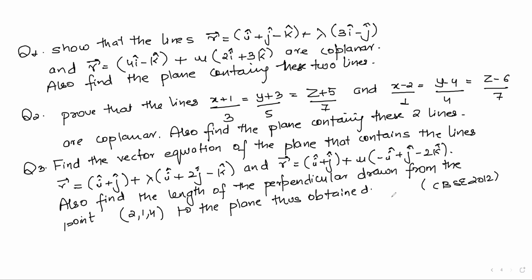Minus i plus j plus k cap is equal to 0. Very good. Now please find the distance.